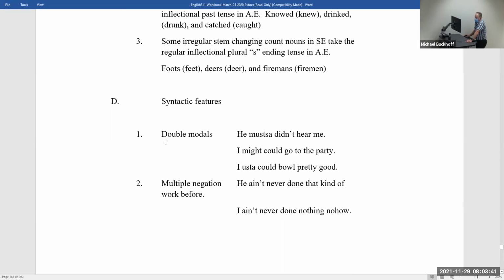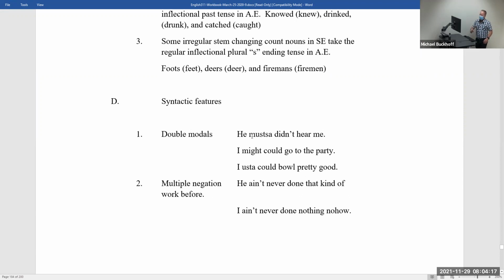Okay, syntactic features. Double modals. This is probably very, very different from the way you guys speak here. He must have didn't hear me. I might could go to the party. I used to could bowl pretty good. You guys see that? What you guys do here, you'll say, I might be able to. You say the modal and then the paraphrastic modal after that, right? We don't like to say be able to. That's too many words. So we say I might could, and that saves you from having to say I might be able to.